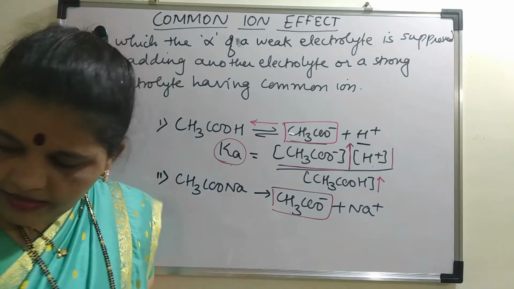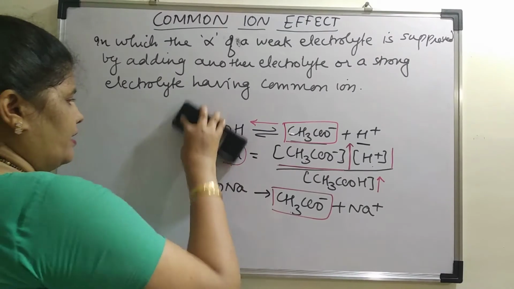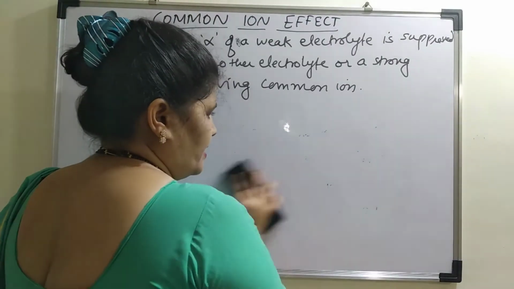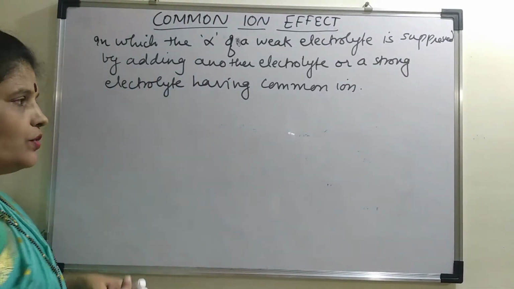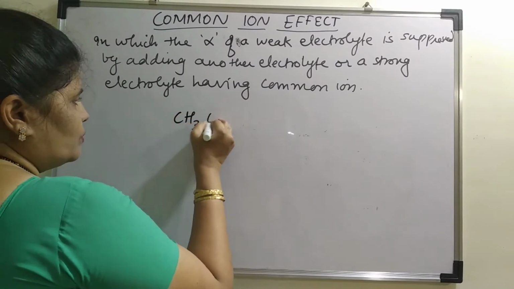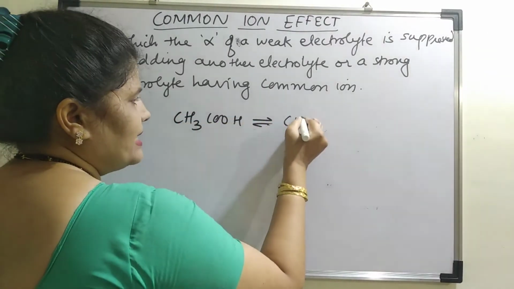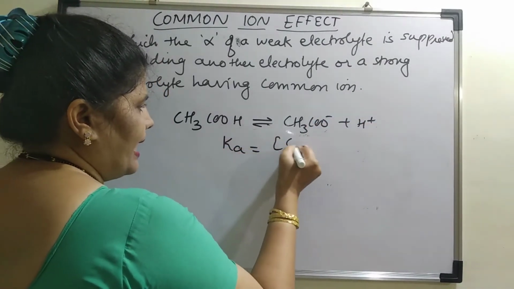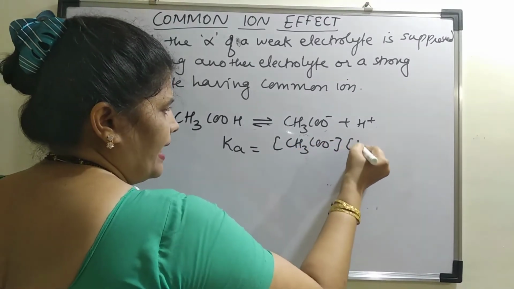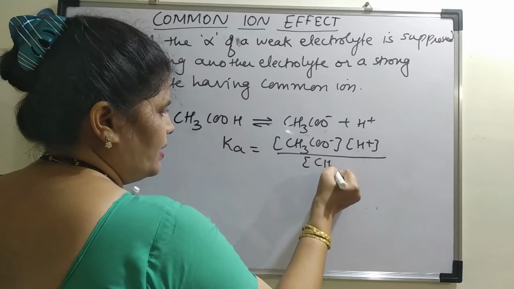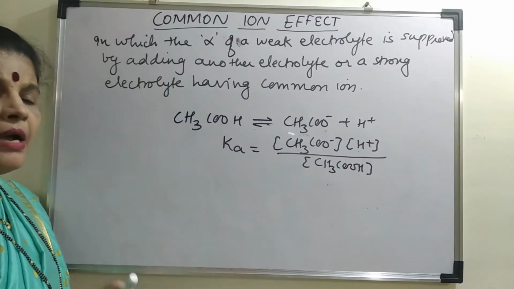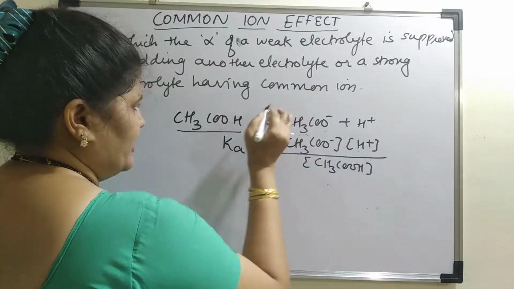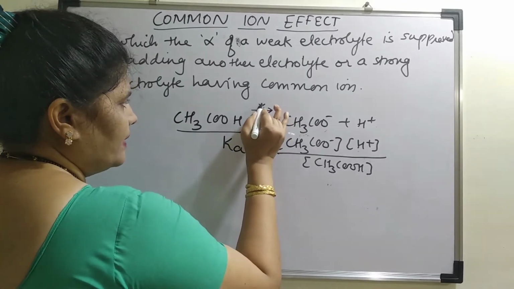So let us understand the example again. Now what will happen here? I have taken a solution of acetic acid. Now acetic acid is a weak electrolyte, so it will dissociate or ionize to a lesser extent. So CH3COOH will give me fewer acetate ions and H plus ions. Then you apply law of mass action and write the equation, that is CH3COO minus H plus upon CH3COOH. Now according to this, some amount of acetic acid has undergone the formation of acetate ion and H plus ion. So this reaction was favored but to a lesser extent.